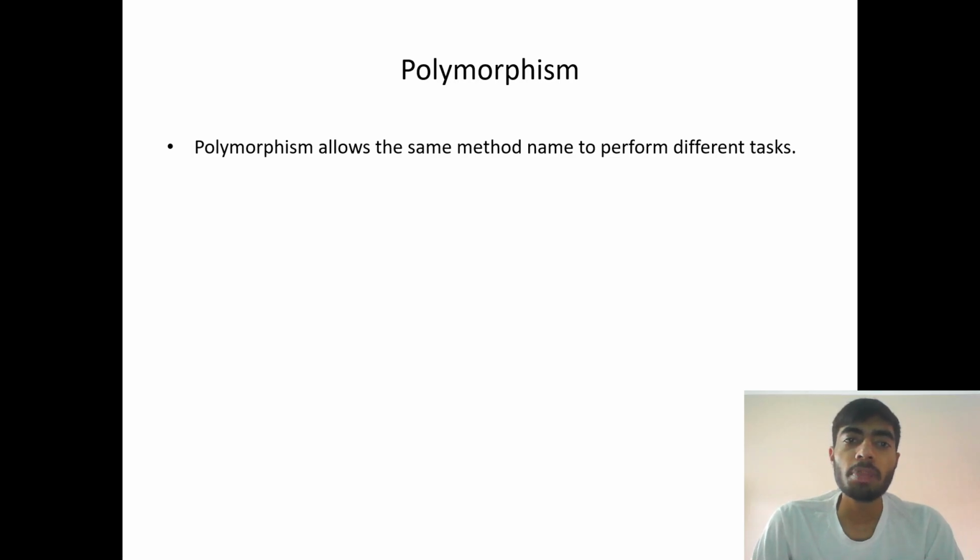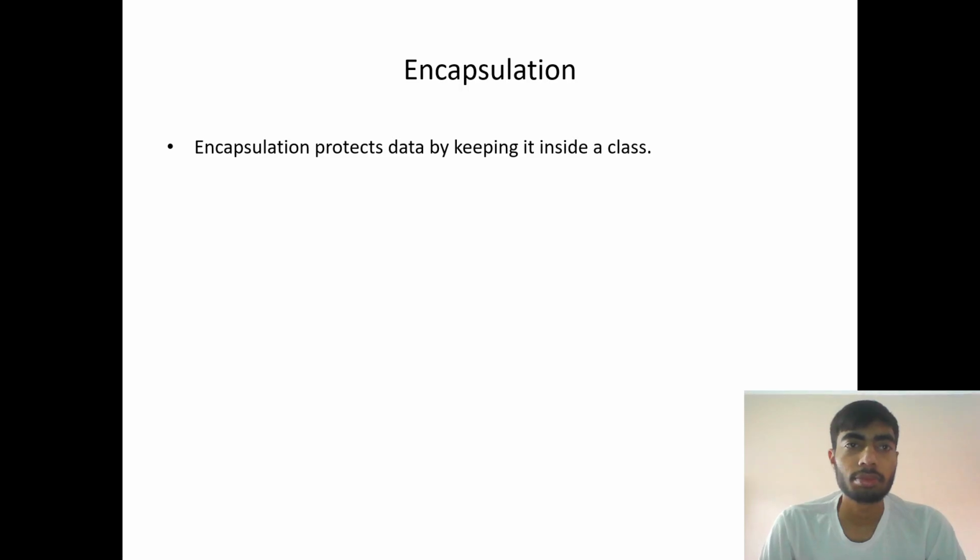Polymorphism. Polymorphism means many forms. It allows the same method name to behave differently depending on the object using it. For example, different classes may have a method called display, but each class can implement its own way. This makes programs more flexible and easy to extend.